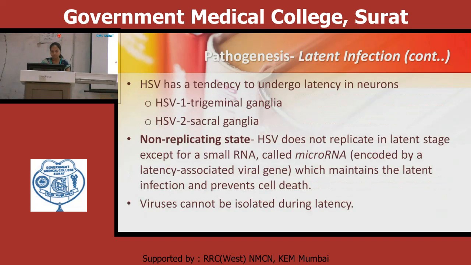HSV has a tendency to undergo latency in neurons. HSV-1 will go into latency in trigeminal ganglia, and type 2 will go into sacral ganglia. Non-replicating state. HSV does not replicate in the latent stage except for a small RNA called microRNA, which maintains the latent infection and prevents cell death. Viruses cannot be isolated during the latent period.